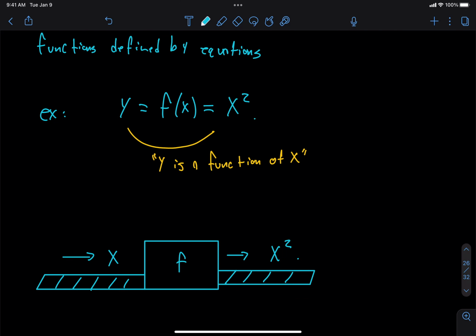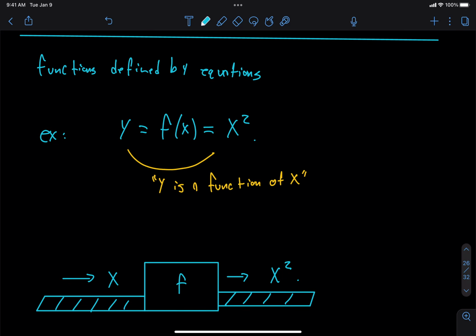All right, so let's talk about functions defined by equations. Sometimes we can define a function by an equation. So say we started with the equation y equals x squared. Then we know how to graph this equation. We know what sorts of ordered pairs make the equation true or not true.